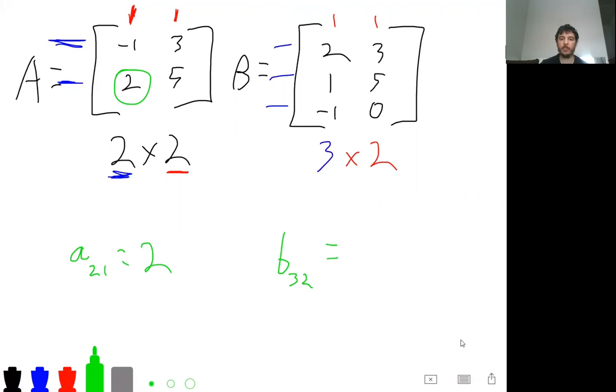How about B32? Where is B32? We go to row 3, column 2. That's 0. So we can list all of our different elements using a letter and then 2 numbers underneath that give us the row and column, the position of that element. We can have dimensions of a matrix, we can now have the elements of a matrix, and we hopefully know the very basics of matrices.